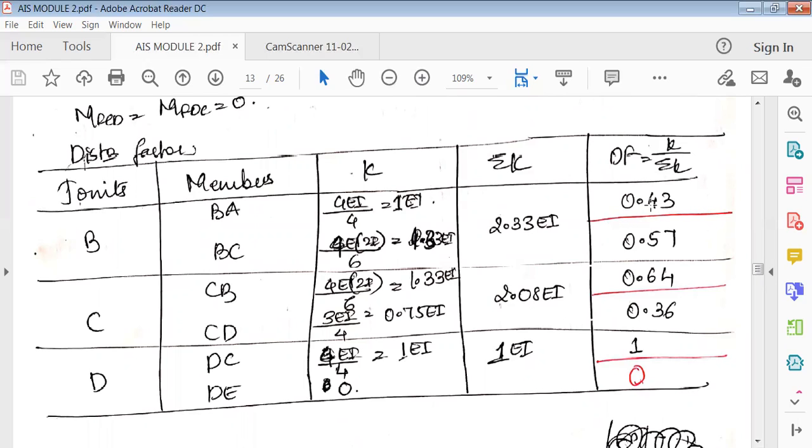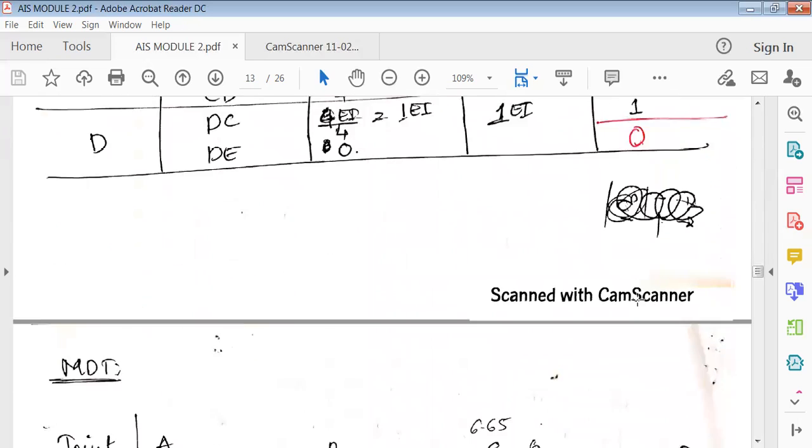So K by summation K is this: 1 divided by 2.33, 1.33 divided by 2.33. Okay, add all of this. So when you add this, it becomes 1. Similarly here also.